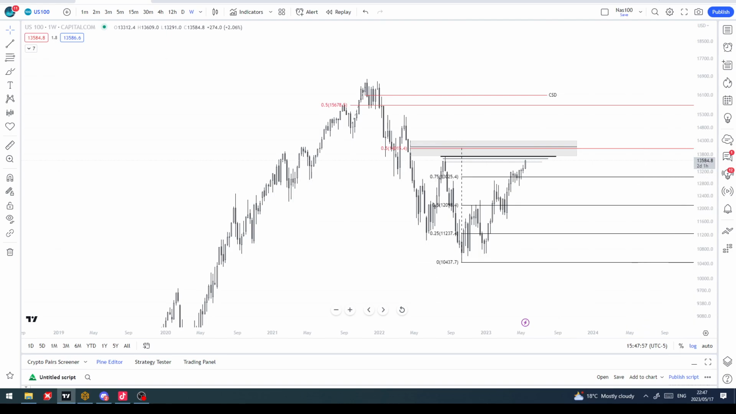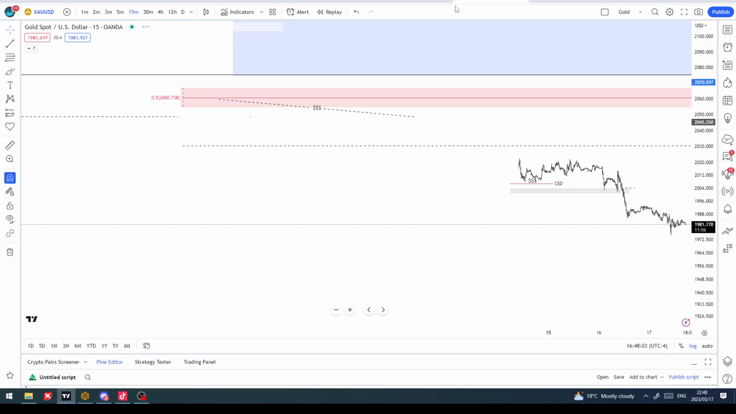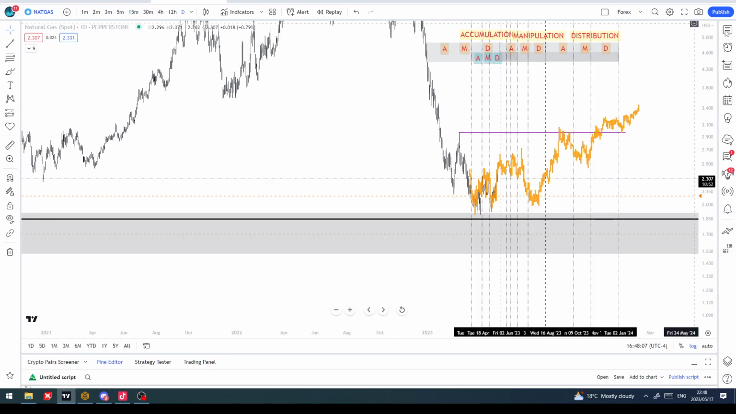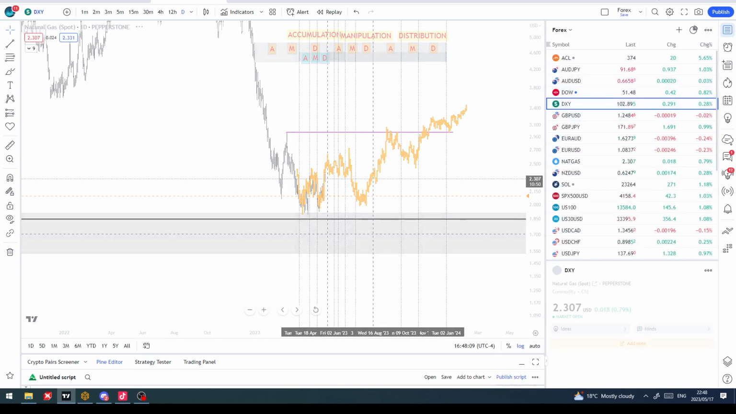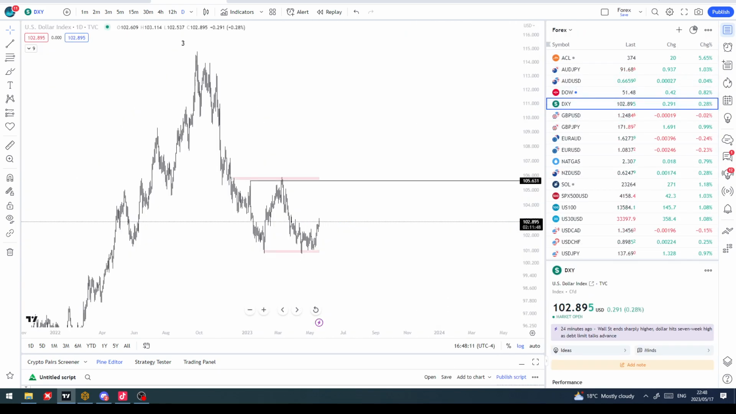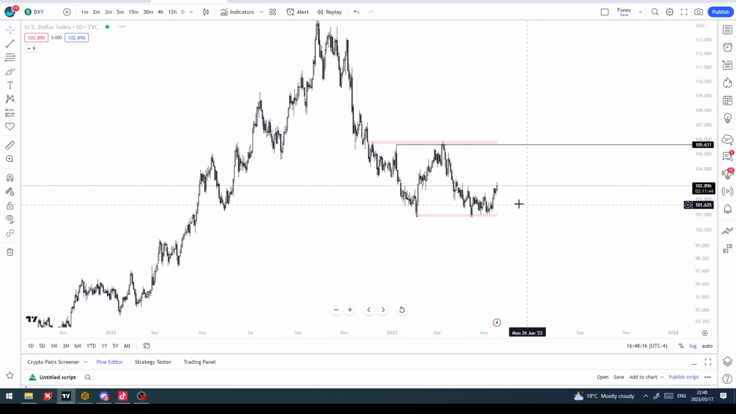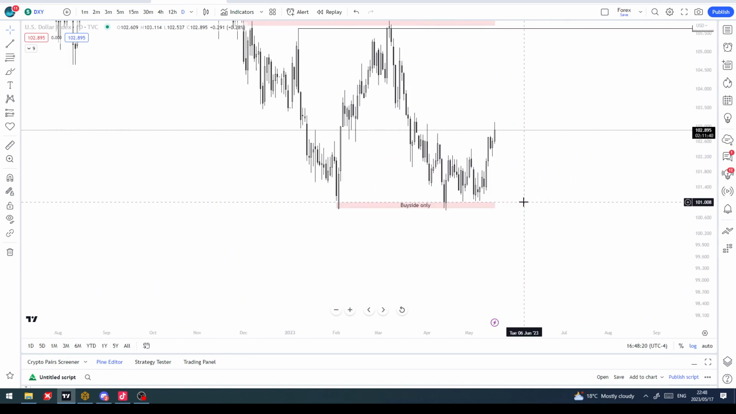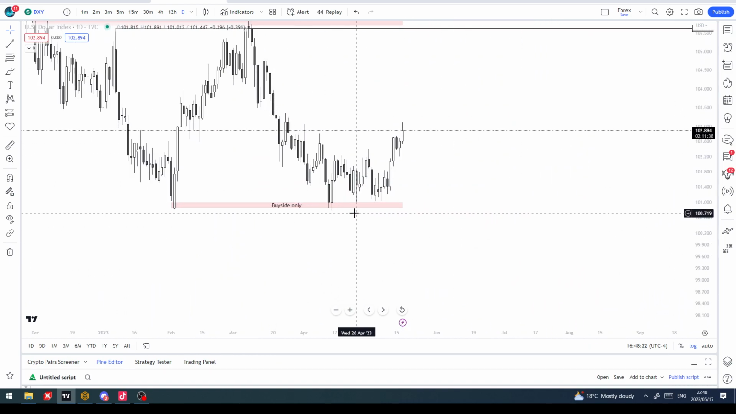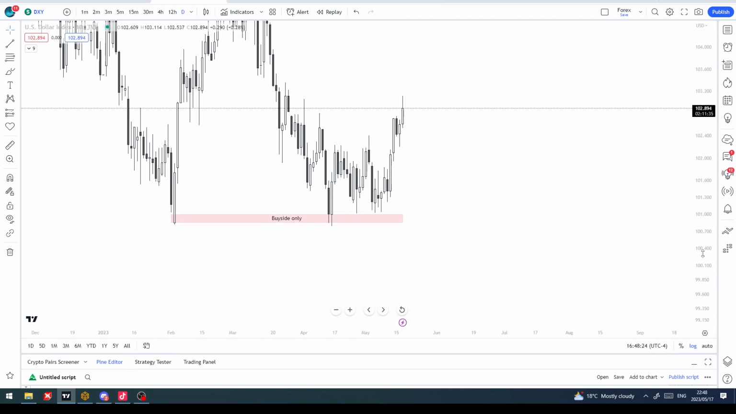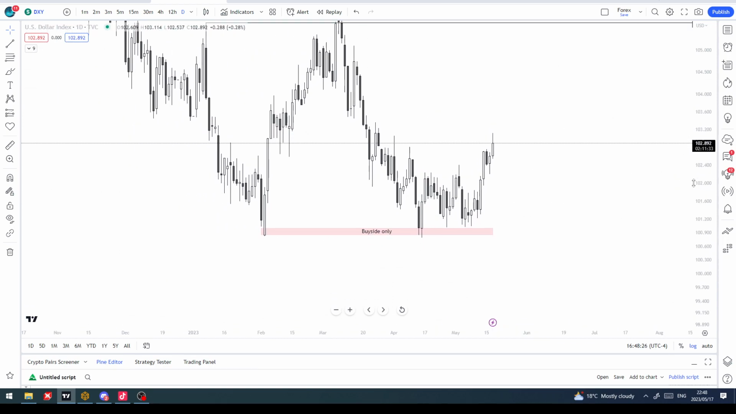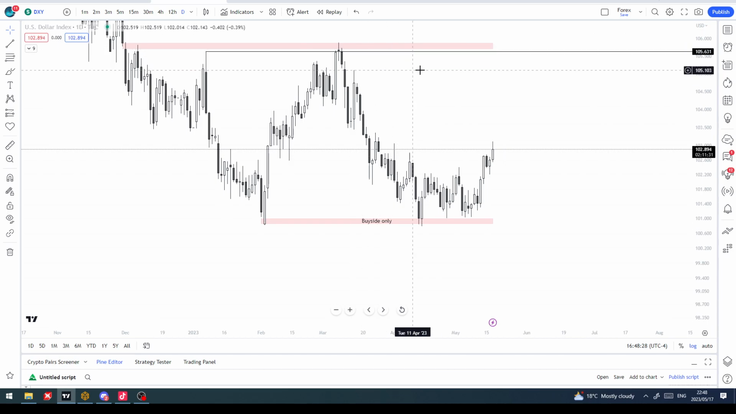Can you look at DXY? DXY, sure. Where did I have DXY? Not here. Here. I have mixed feelings for DXY because we haven't done what I wanted it to do, which was fill the imbalance that exists down here. It hasn't done that yet. Instead, it's going back up.